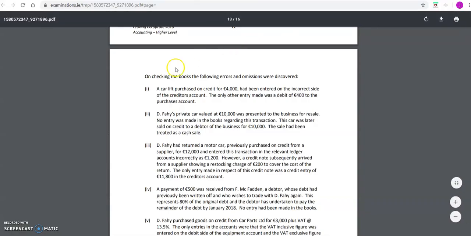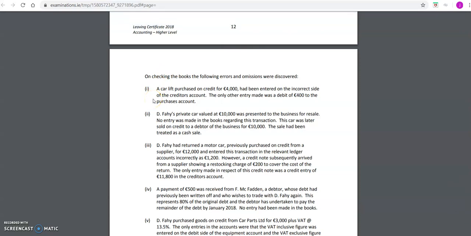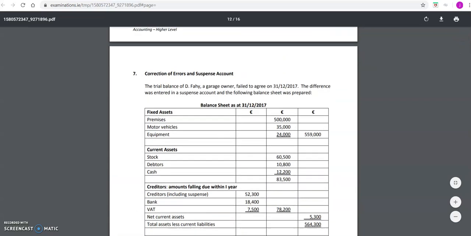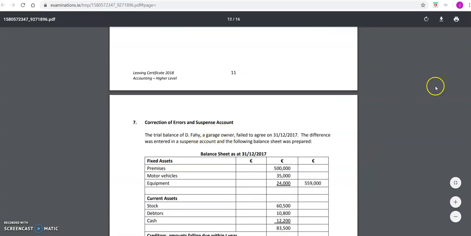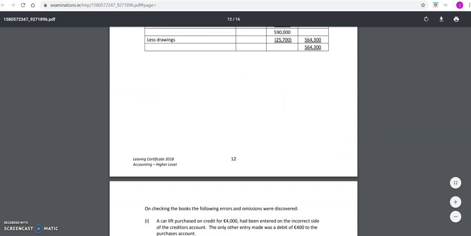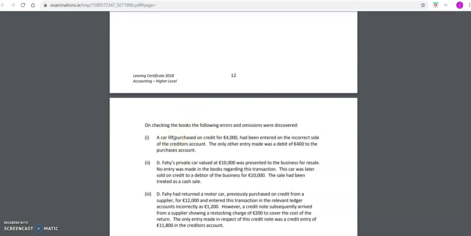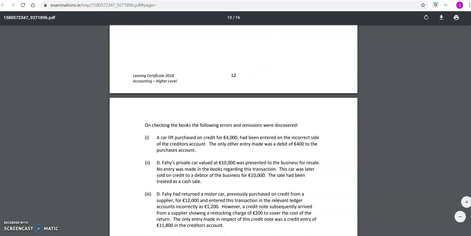So the first adjustment in the 2018 question is a car lift purchase on credit for 4,000 has been entered on the incorrect side of the creditor's account, and the only entry made was on the debit of 400 to the purchase account. So first of all, have a look and see what type of business it is. So these are a garage owner. If a garage owner buys a car lift, well, they're going to have that for a long time. So it's going to be an asset. So it's going to be equipment. Whereas if they bought something like cars, it would be a purchase because they're going to resell it on.